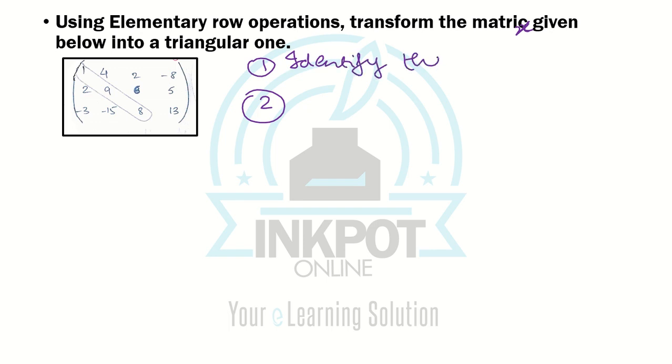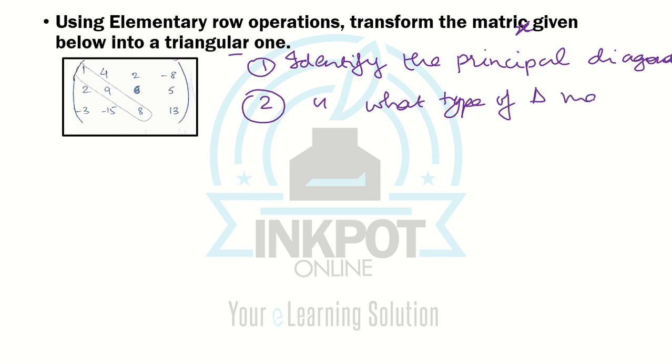Okay. And while this may not seem like too much of an issue in the case of square matrices, trust me, when you deal with non-square matrices, this is something that tends to get lost, what needs to become 0 versus what doesn't. So the first thing that you should always do is identify the principal diagonal, because that is, like I had said, your middle ground. Anything above that or anything below that needs to become 0 for you to call it a triangular matrix. The second step is to identify what type of triangular matrix to target.